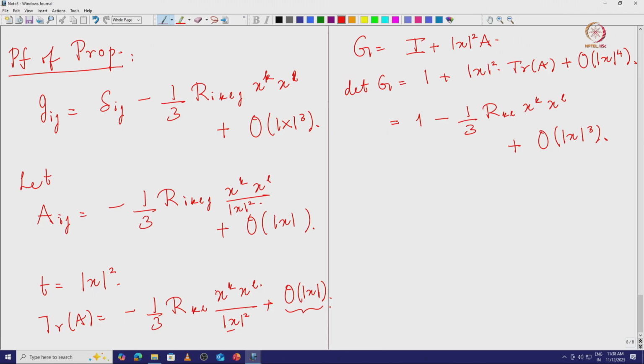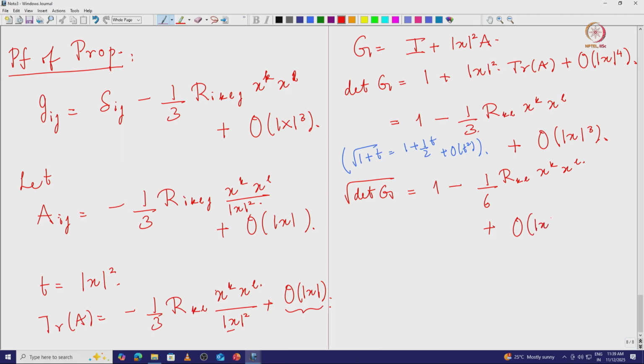So now again we take the square root of this. By our formula, the square root of 1 plus t is basically 1 plus half t plus higher order terms. So this half will multiply with the 1/3 and you will basically get 1 minus 1/6 R KL xk xl plus something that is higher order. Okay. So that proves the proposition.